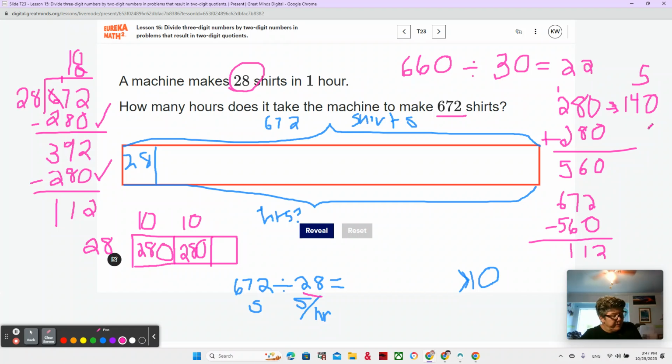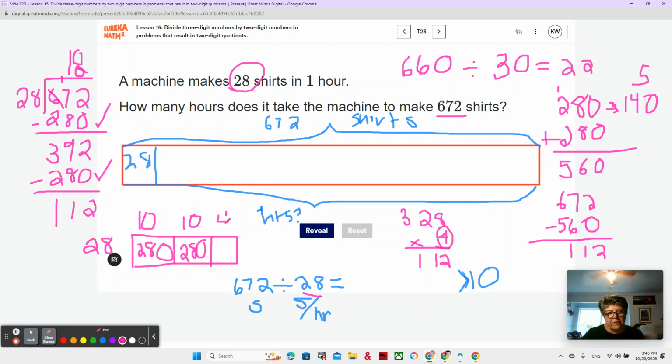But it's still too big, right? Okay, but we know it's going to be less than 5. That's just helping us figure it out. Should we try 4? Let's try 28 times 4. 8 times 4 is 32. 2 times 4 is 8, 9, 10, 11. 112 perfectly.